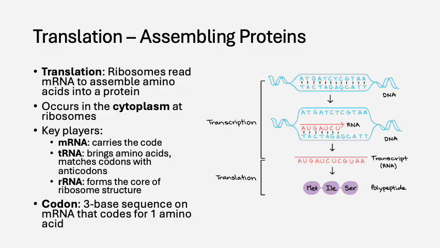Once messenger RNA reaches the cytoplasm, translation begins at the ribosomes. During this process, the ribosome reads the mRNA sequence in groups of three bases called codons. Transfer RNA molecules bring specific amino acids to match each codon, allowing them to be linked together in the correct order. Ribosomal RNA forms the structural core of the ribosome and helps catalyze this assembly. The end result is a protein whose structure and function is determined by its original DNA sequence.